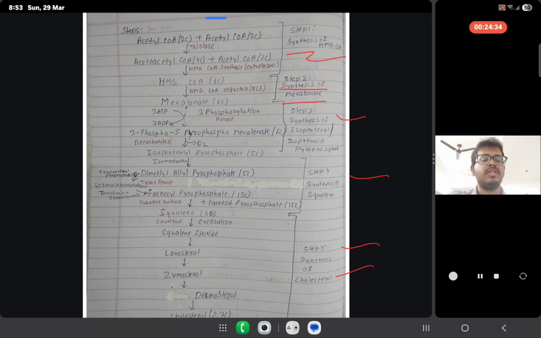What are the steps? Synthesis of HMG coenzyme A. Second is synthesis of mevalonate. Third is synthesis of isopentenyl pyrophosphate. Fourth is synthesis of squalene. Fifth is synthesis of cholesterol.